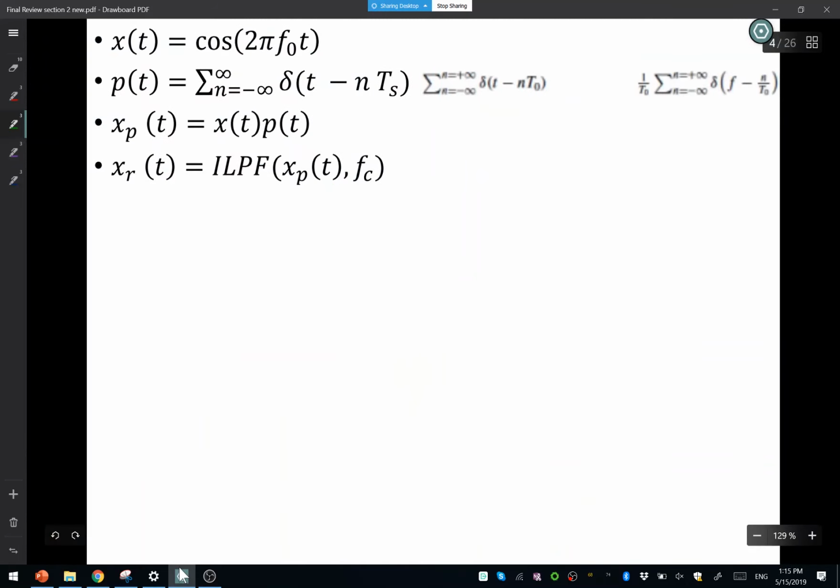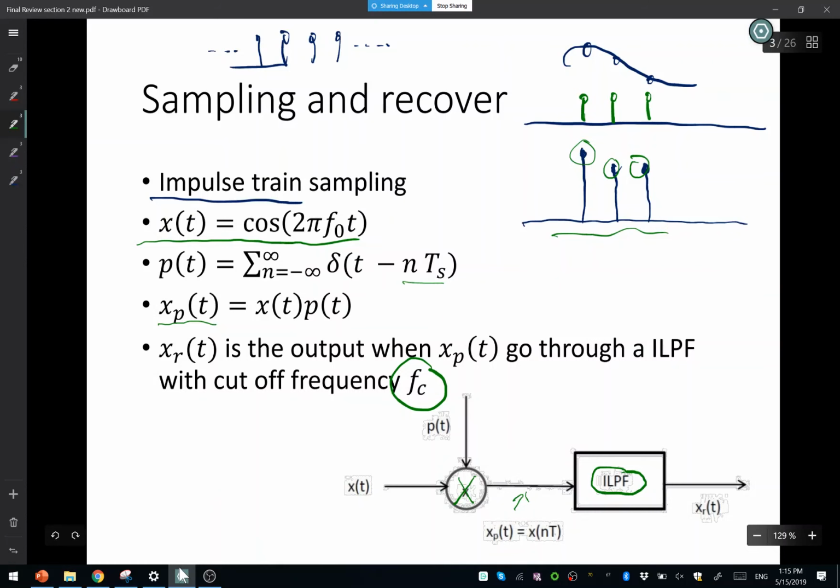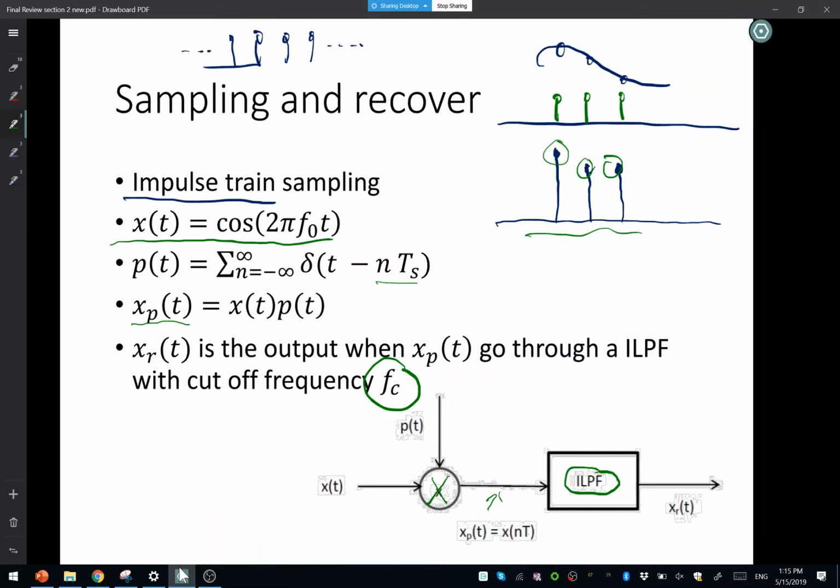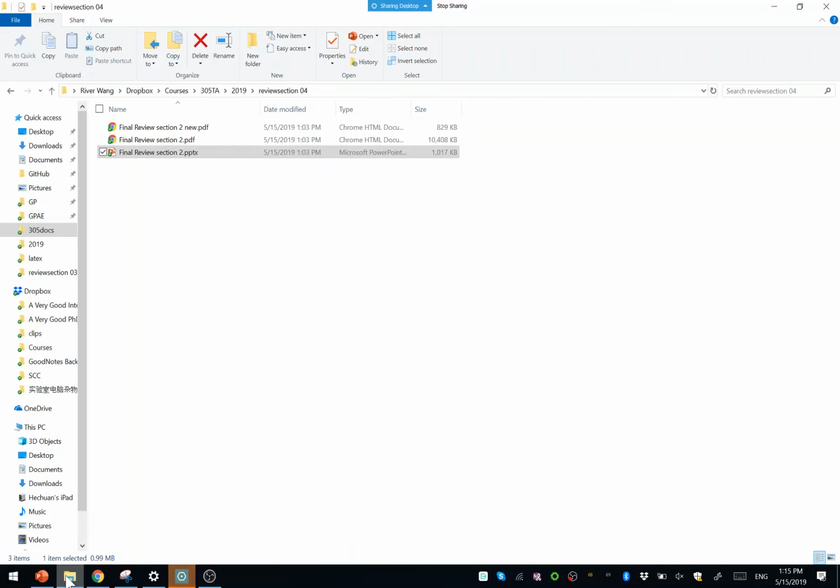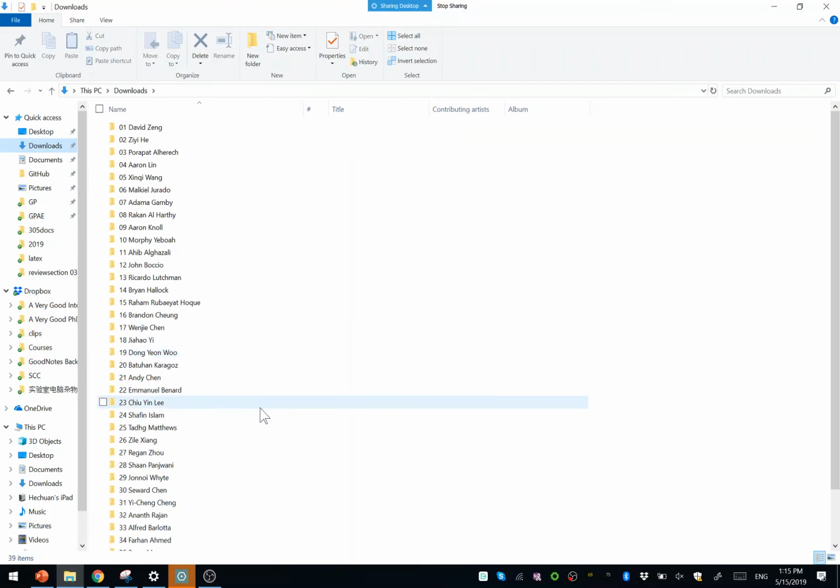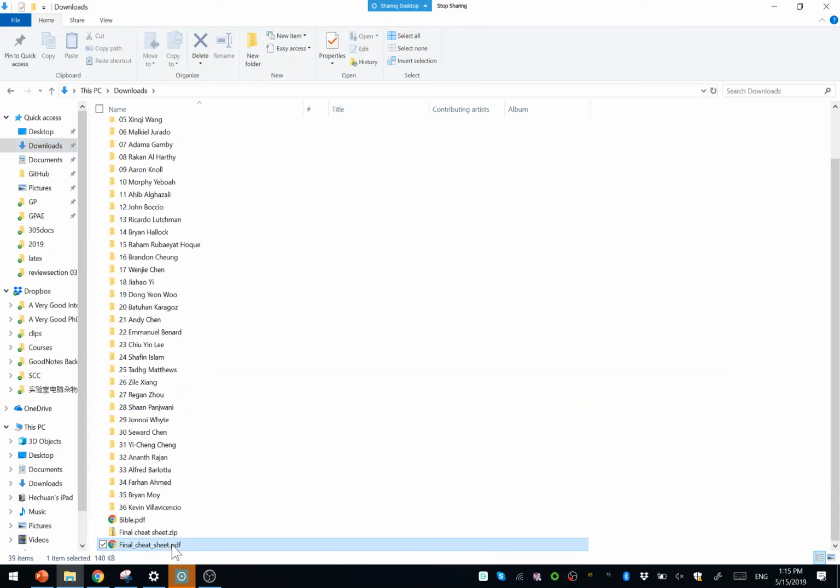So let's see what is going on in the frequency domain. In the time domain, it is pretty clear: we do the multiplication and then use the low-pass filter. What is going on in the frequency domain? First, it is very easy to calculate the Fourier transformation of a cosine function. By the way, I'm going to use the cheat sheet a lot today, so you are going to see how you can use the cheat sheet in real life.